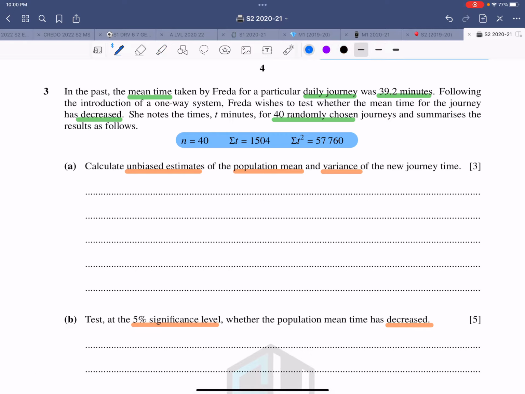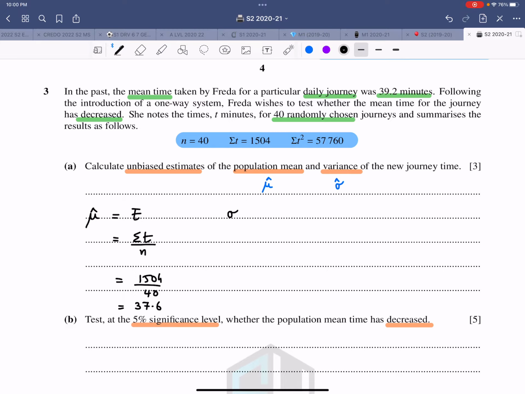First and foremost, unbiased estimate of population mean, I'm using this symbol. Unbiased estimate of population variance, I'm using this symbol. The unbiased estimate of population mean is the same thing as sample mean, that is sigma x. Actually this is t in this scenario, so let me use the proper symbol. So this is t bar, which is sigma t divided by n, which is 1504 divided by 40, and this value comes out to be 37.6. That is the average time.